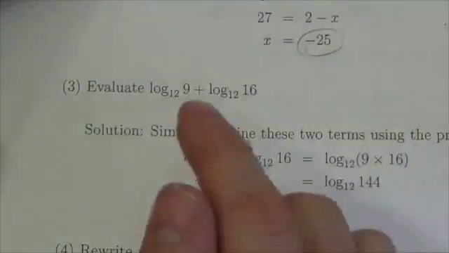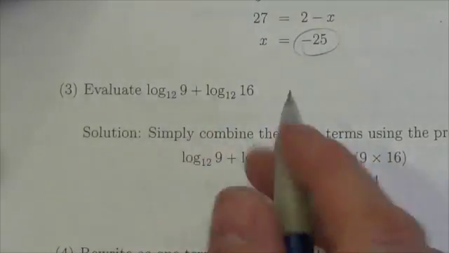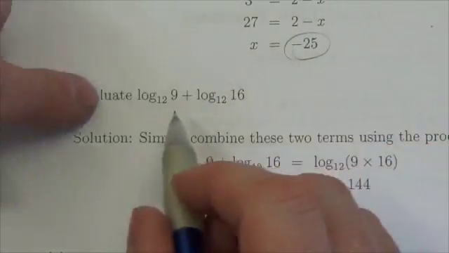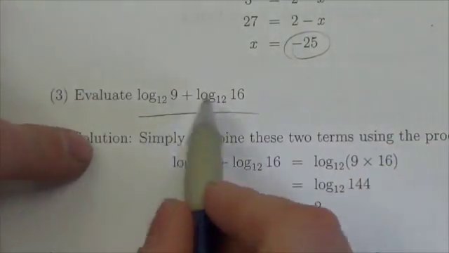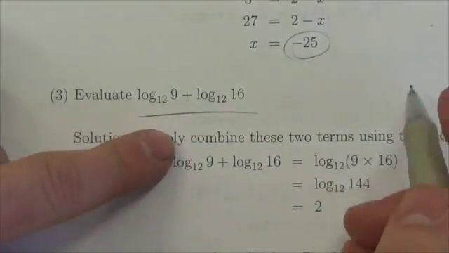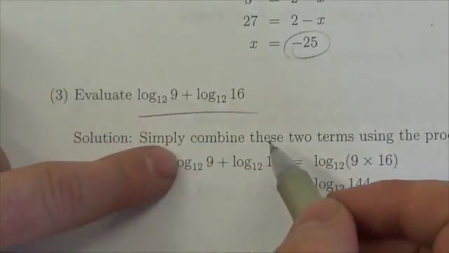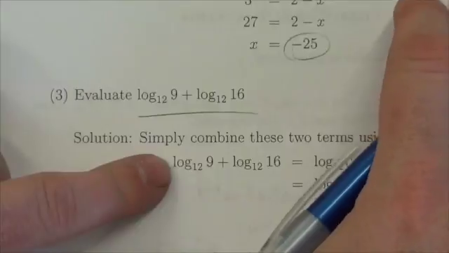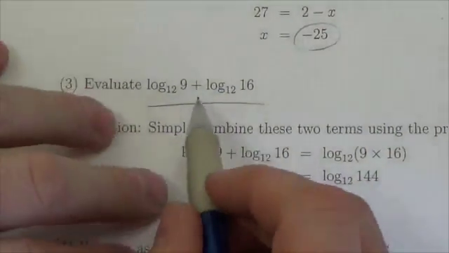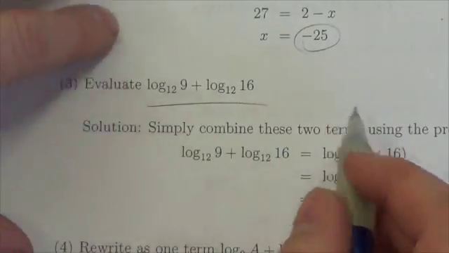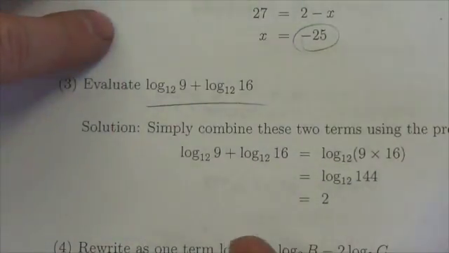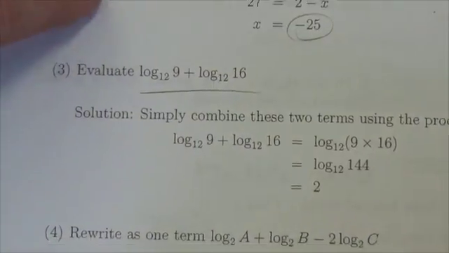Okay, now another rule or application that you need to be familiar with is, how do I go about evaluating these two logarithms added together? I don't know what the log base 12 of 9 is. Now granted, I can go to my calculator and do it, but assuming we don't, plus the log base 12 of 16, one way to do this is to combine these two terms into one term using the product law.